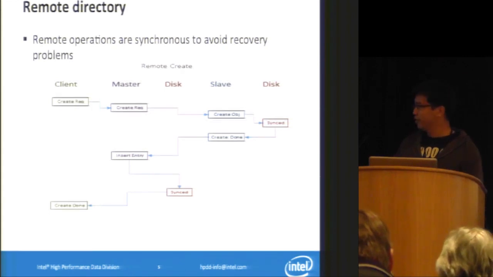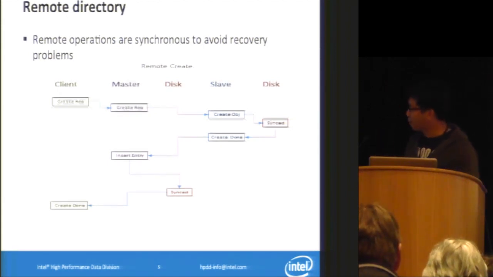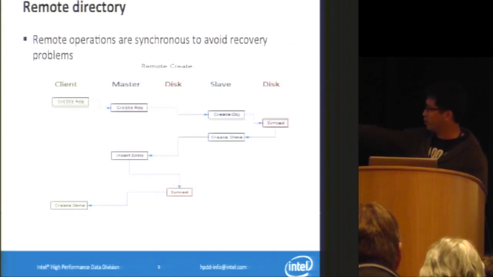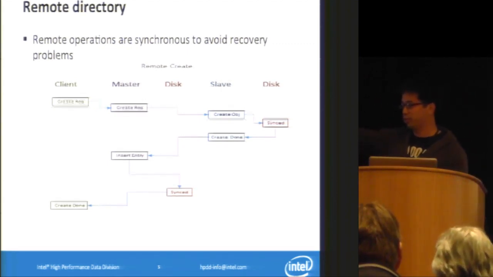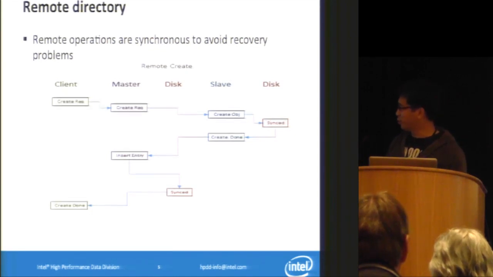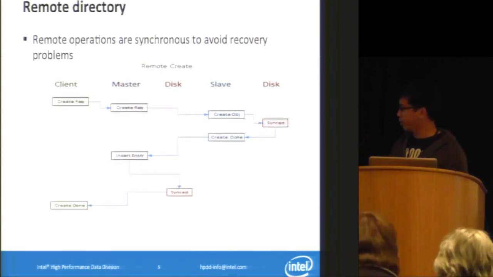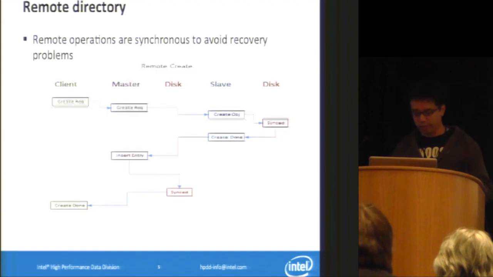To avoid the recovery problem, in phase 1, all the remote operations, which only include create remote directory and unlink directories, will be synchronized. You can see from this graph, the client sends the create request to the master MDT where the parent is located. The master MDT sends the object create request to the slave MDT where the real remote directory is located. Then the slave MDT creates the object synchronously, and replies back to the master MDT. The master MDT inserts the name entry synchronously as well. Then it replies to the client. That's the whole process.